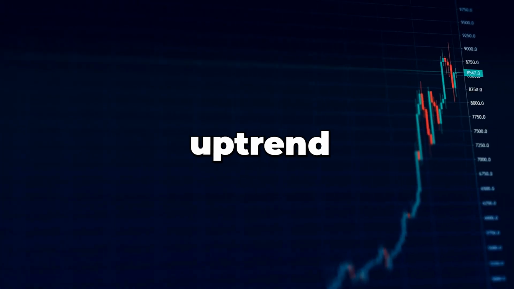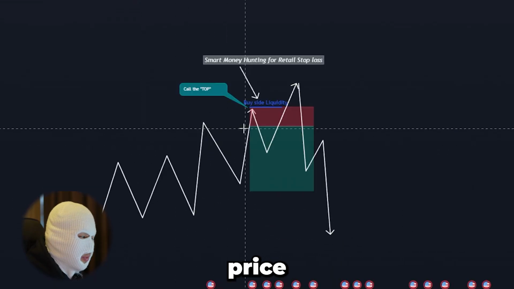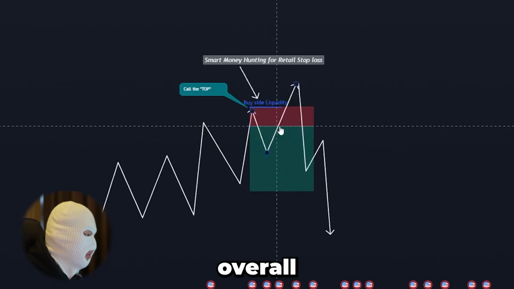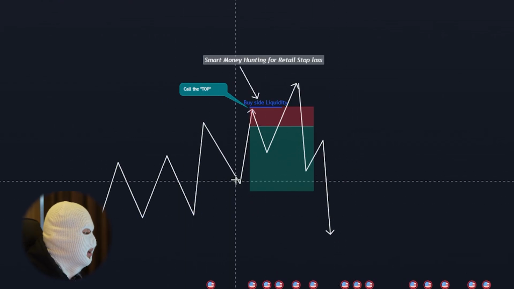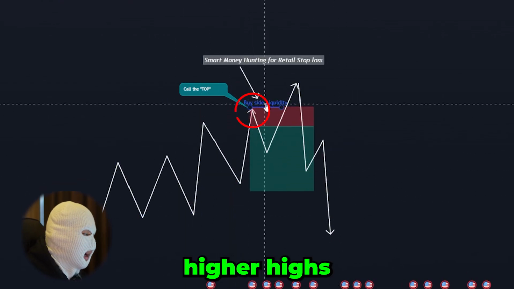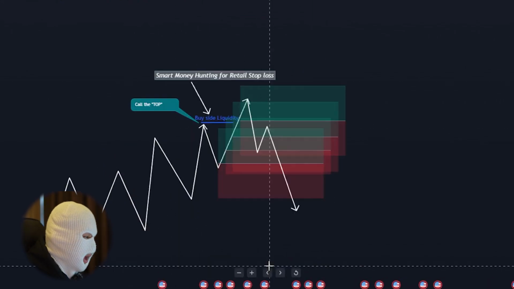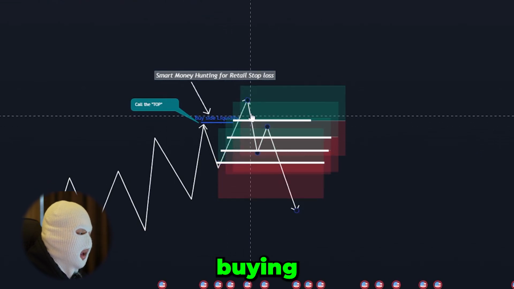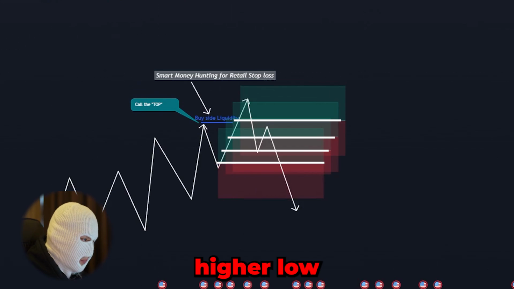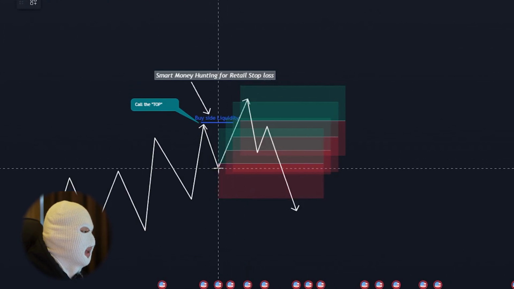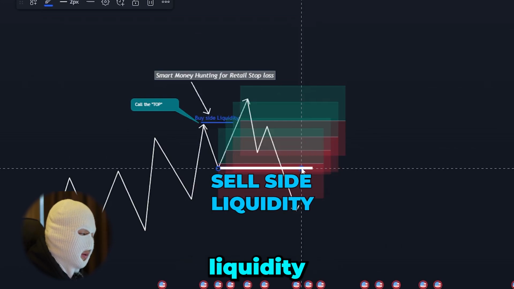In an uptrend, retail traders are likely to call the top, selling as soon as price reaches a high point in the overall bullish structure. As the bullish market structure continues, the market is taking out retail traders selling at these higher highs, causing them to be buy-side liquidity. On top of that, there are retail traders also buying at each leg up, stacking their buy positions at each higher low. This means that when the market eventually reverses to the downside, they become the sell-side liquidity.